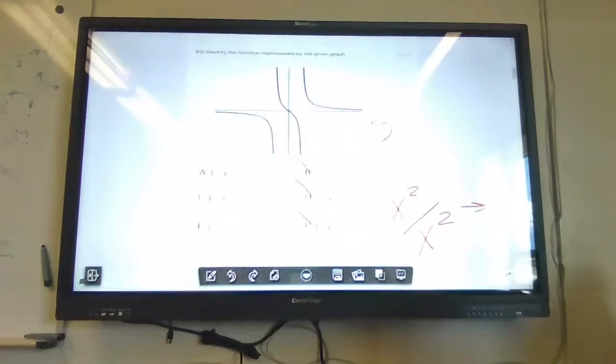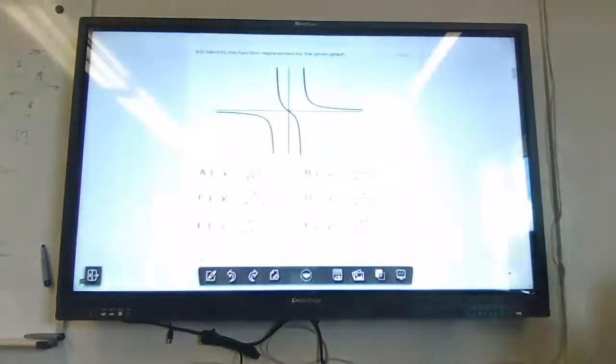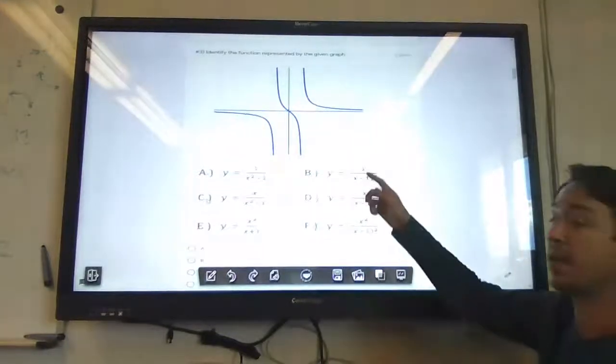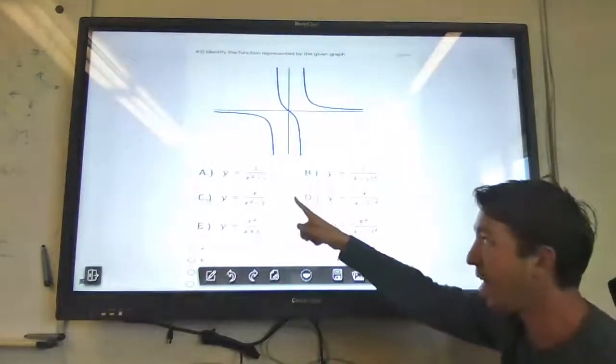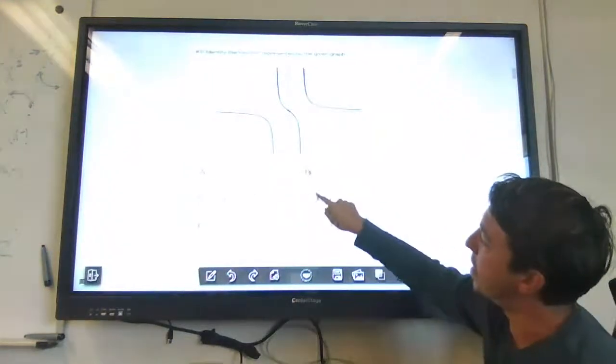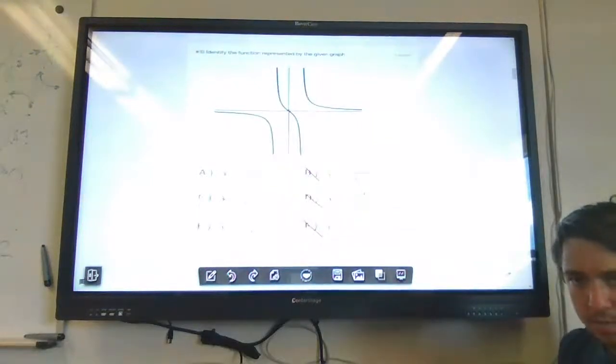Cool, beans. Number 3. Let's see. Key feature: you have 2 vertical asymptotes. Okay, there's 2 vertical asymptotes, which means I can cross out the right side, the same side across. And E. Are we sure there's no questions on that principle?